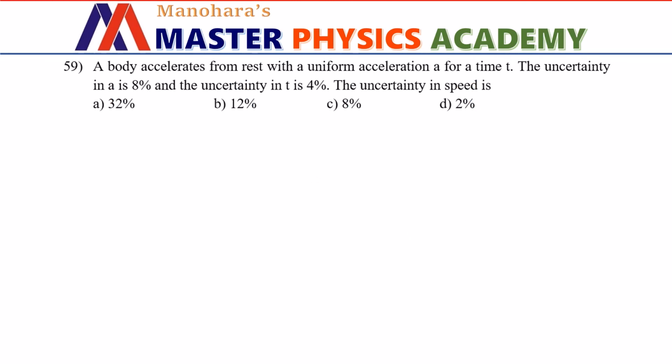A body accelerates from rest with a uniform acceleration a for a time t. The uncertainty in a is 8% and the uncertainty in t is 4%. The uncertainty in speed is. So we know that v is equal to u plus at, where u is initial velocity, a is acceleration, t is time for which the body is under motion, v is the final velocity. Since it is starting from rest, u is equal to 0.